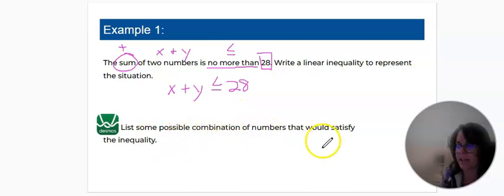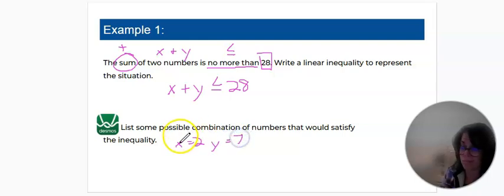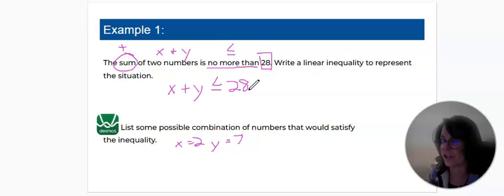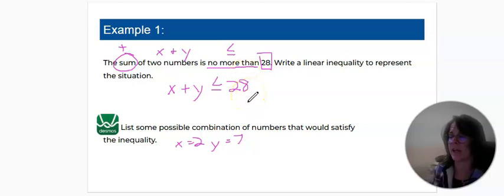List some possible combinations of numbers that would satisfy this inequality. I bet you could think of some off the top of your head. Staying under, less than or equal to 28, is pretty easy. X could be 2 and Y could be 7. Those only add up to 9. That's definitely less than 28. I'd like you to go to Desmos and put this inequality in, and let's take a look at how you could pick combinations from your graph. Pause the video and put this in Desmos now.